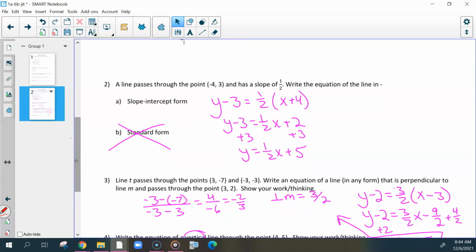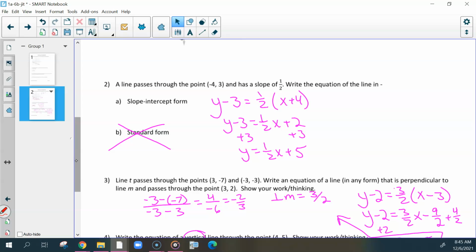But number 2, they gave us a point, they gave us a slope, so we can put that in our point slope. Multiply. Here, I changed this to a plus because it was negative, but if you put minus a negative and then change it to a plus, that would also work. Get rid of the 3 on the side, so y equals 1/2 x plus 5.